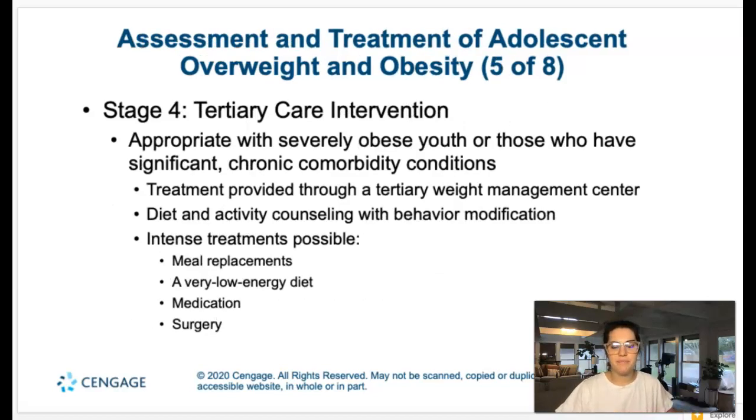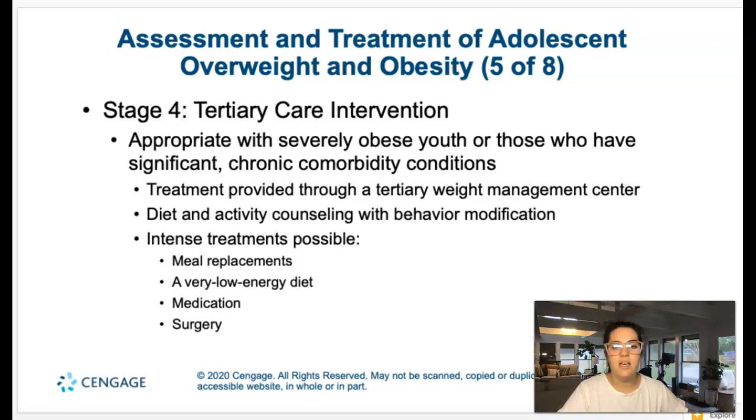So stage 4 of weight management interventions are going to be our most intense or severe interventions. And I think it's important to note that these are only appropriate for those adolescents who have severe obesity with really significant comorbidity conditions. So maybe they have really severe diabetes or insulin resistance. Perhaps there's already a condition of severe fatty liver disease.